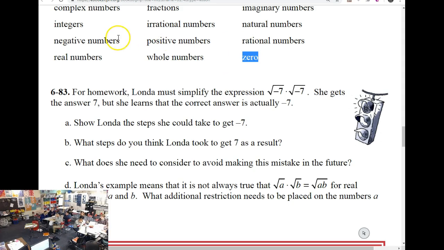Now positive and negative, that gets to a big argument. 0 is neither. Positive numbers are in whole numbers. Let's wrap this up real quick so you can work on your homework.